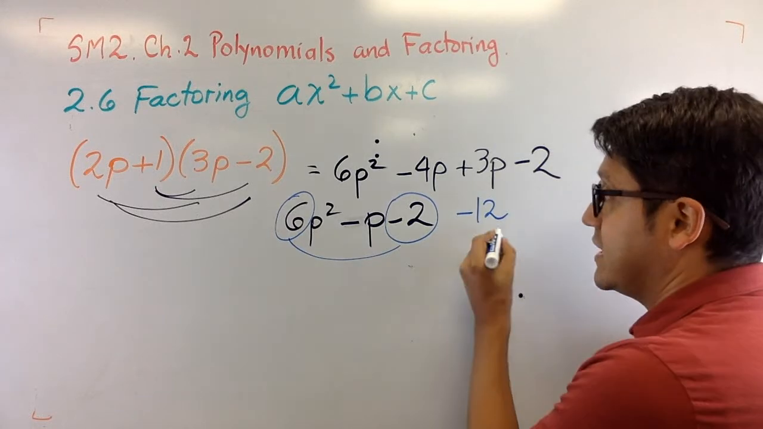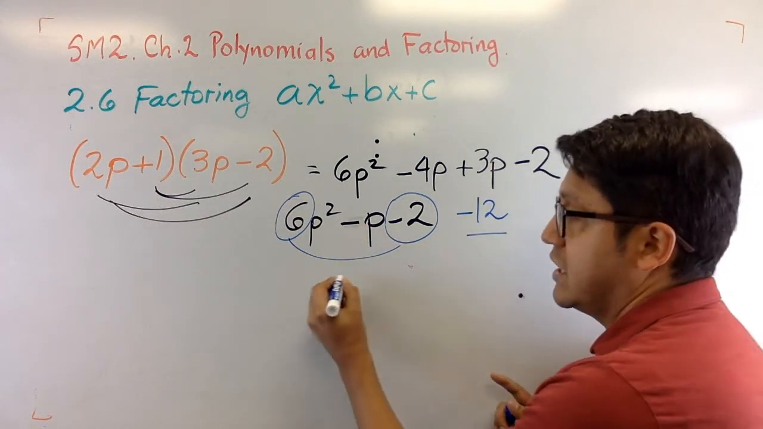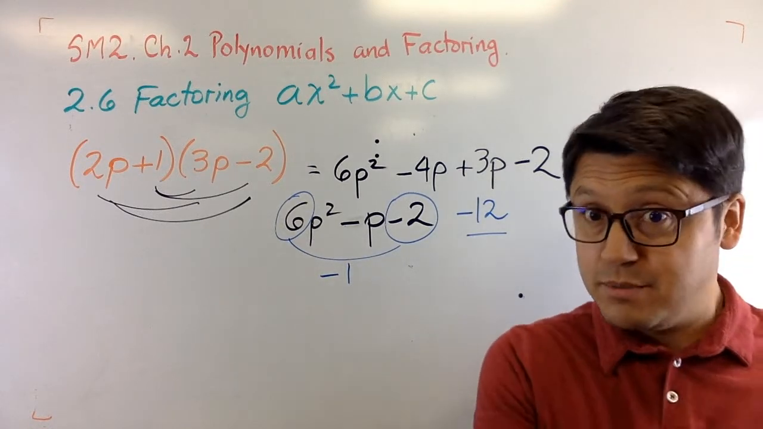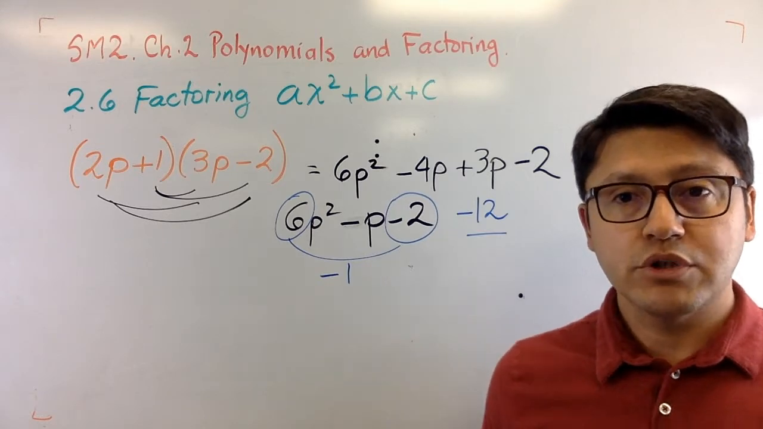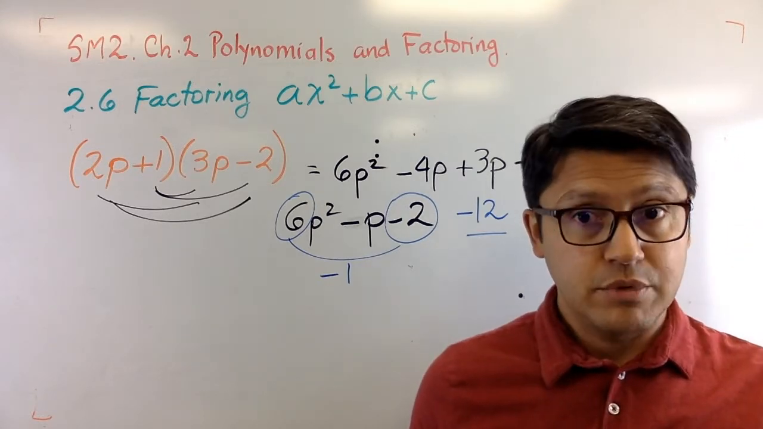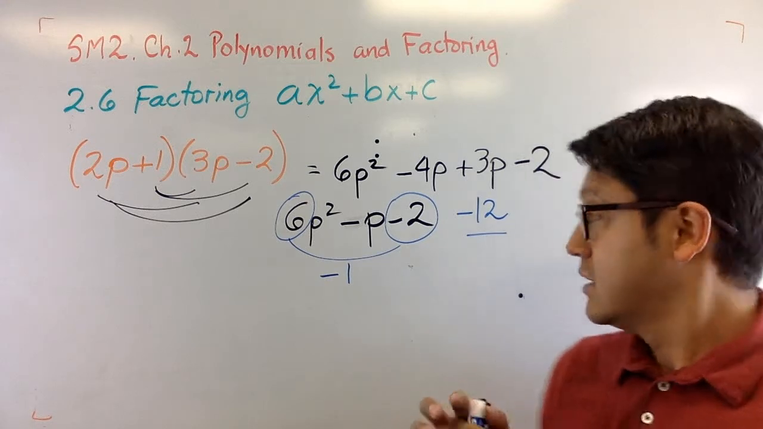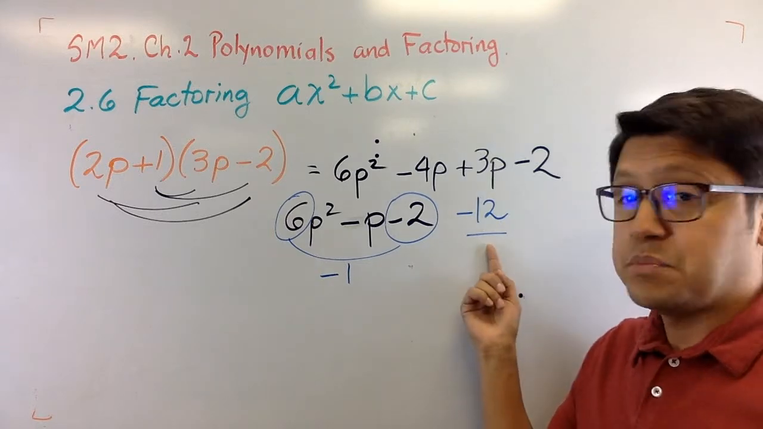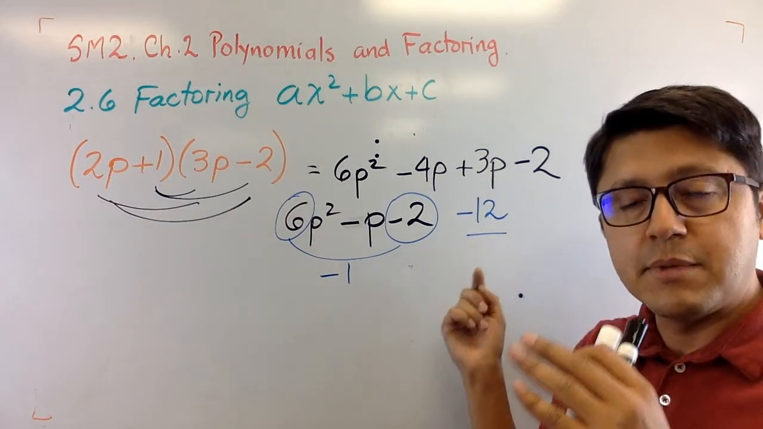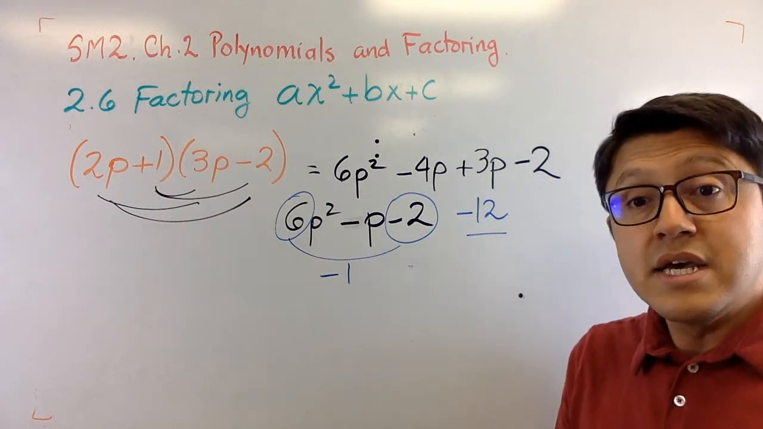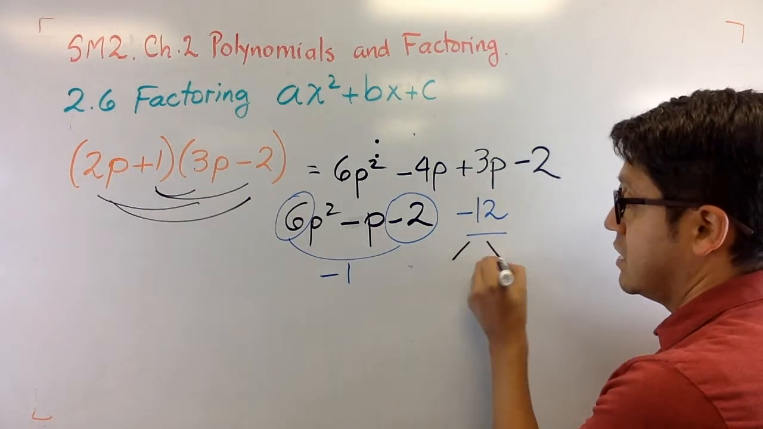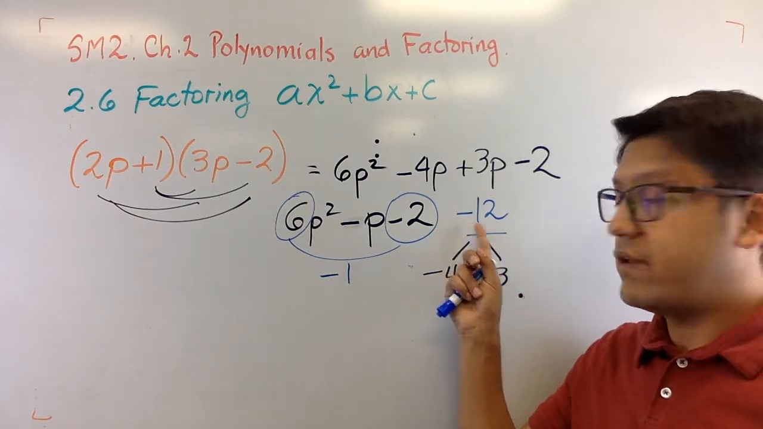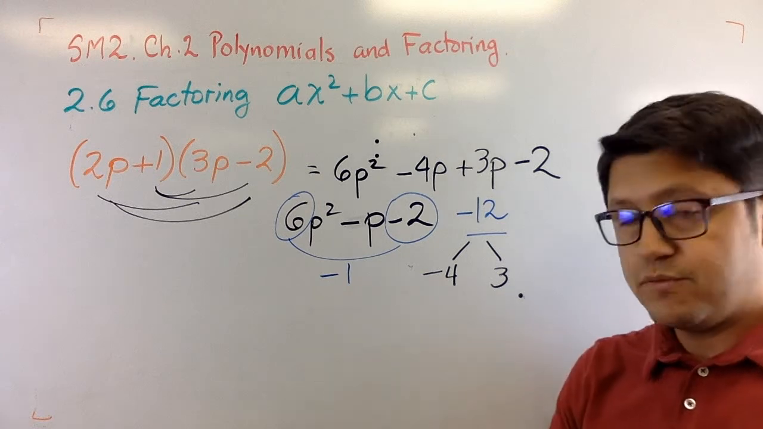Now I have negative 12, and what is the coefficient here? Negative 1, right? Okay. So similar to what we did in 2.5, we're going to think about two numbers that when multiplied give you negative 12, and when added, give you negative 1. What are the possible combinations? Well, there might be many, but I'm going to give you the right one. In this case, it's going to be negative 4 and 3. When multiplied, you get negative 12. When added, you get negative 1.